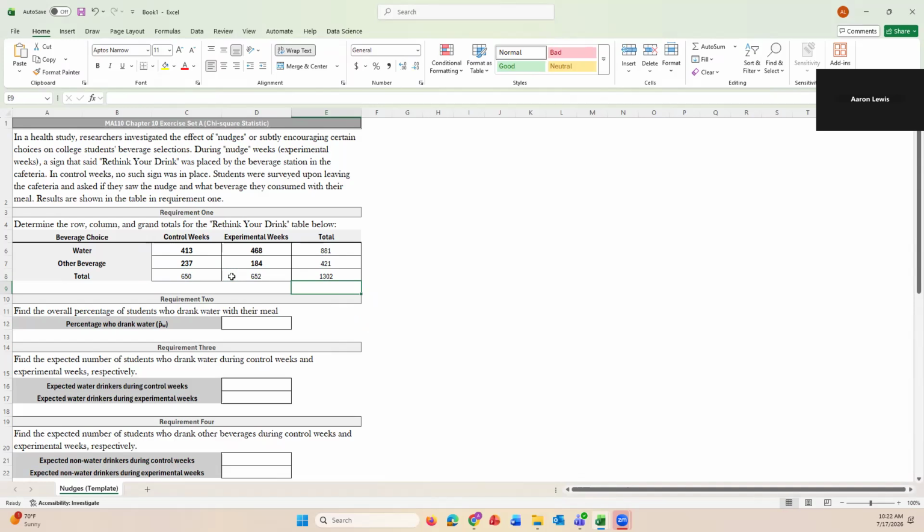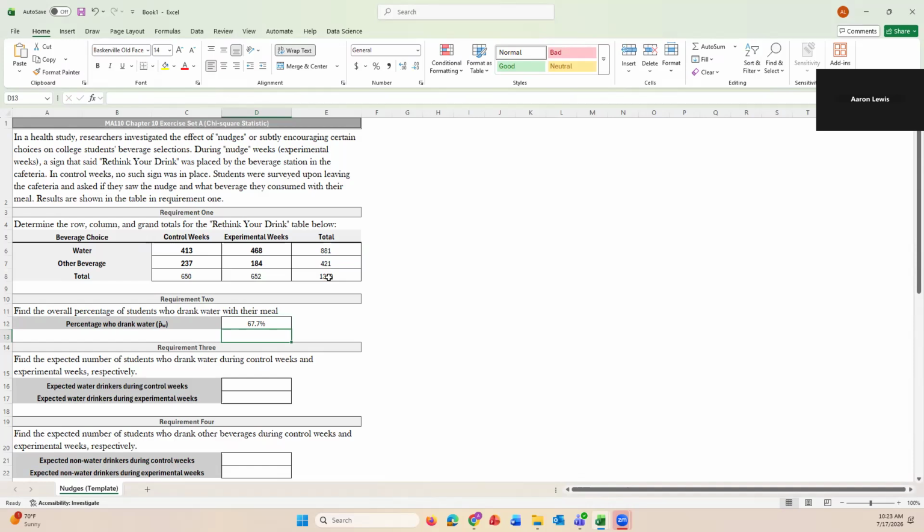So we are asked to start off by figuring out what percentage of these students drank water. Well, we have the total amount of waters that were consumed, 881, and we have the grand total, the total amount of beverages that were consumed, 1,302. So if I take the amount of waters, the row total, and divide it by the grand total, I get our percentage. This equals 881 divided by 1302, formatted as a percentage, 67.7%. So 67.7% of all beverages consumed drank water over this time frame.